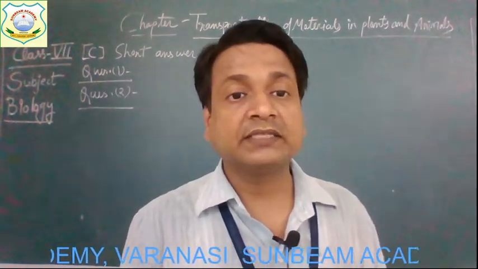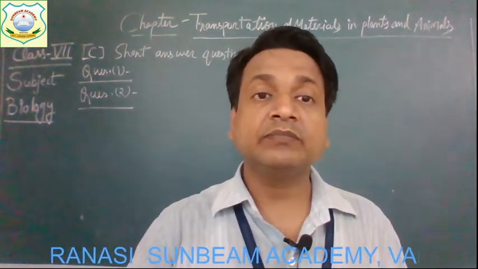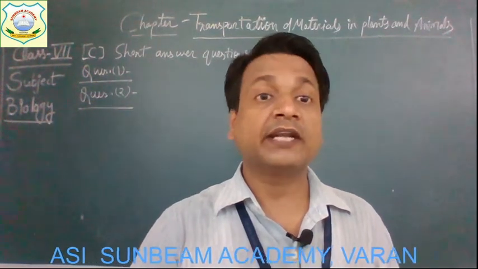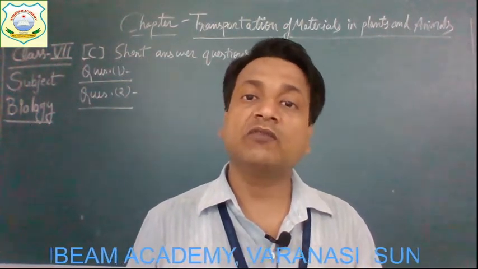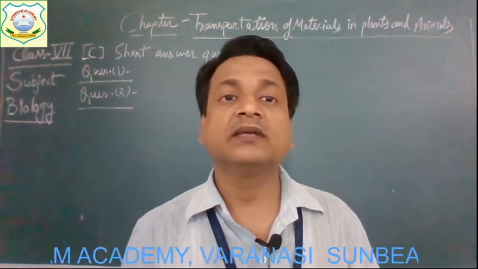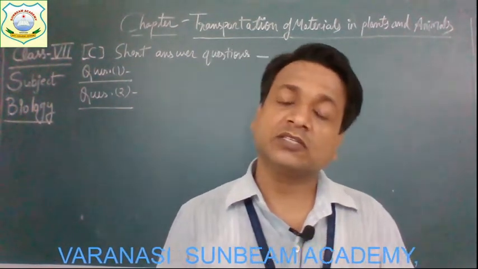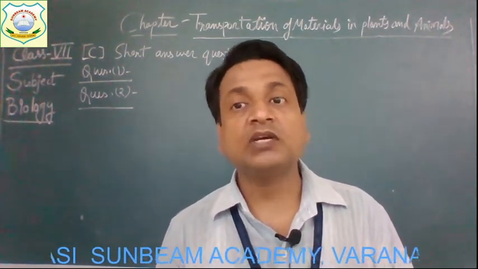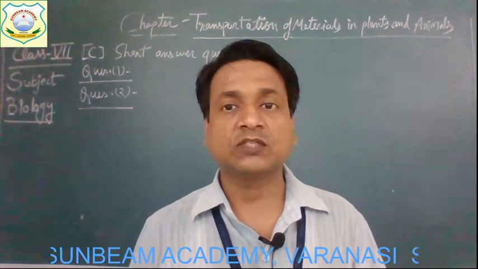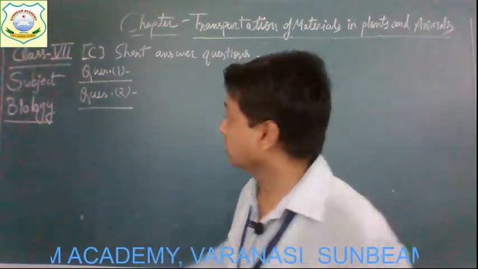Question number 2 is, what is transpiration? Children, here you have to define the term transpiration. Transpiration is the process of losing water in the form of water vapor from the leaves of a plant. Get it? We have done an activity on transpiration also. Remember? So simply define the word: the process of losing water in the form of water vapor from the leaves of a plant is known as transpiration. Now come to the next question, number 3.